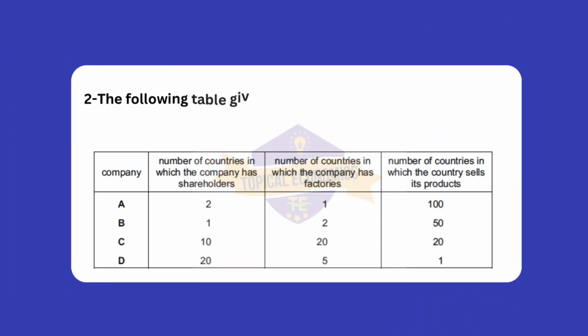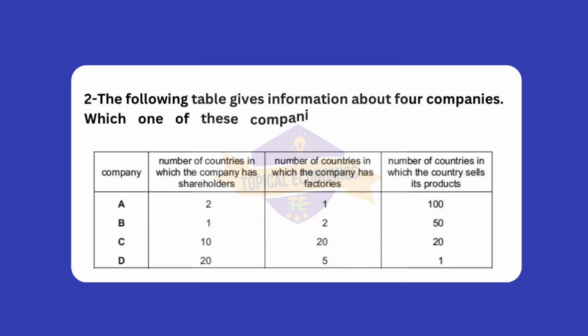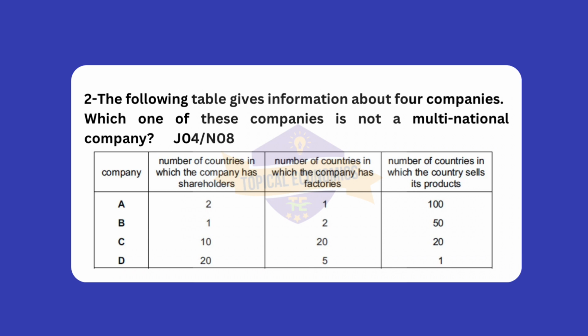countries. Moving on with our second question, the following table gives us information about 4 companies. Which one of these companies is not a multinational company? So they have given us a table which has information on the companies A, B, C, D. The number of countries in which the company has shareholders is given. The number of countries in which the company has factories is given. And the number of countries in which the company sells its products is given.